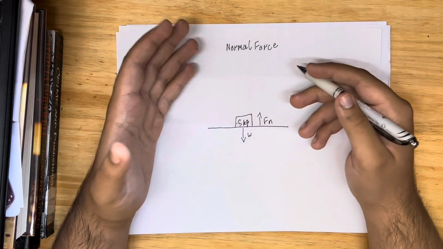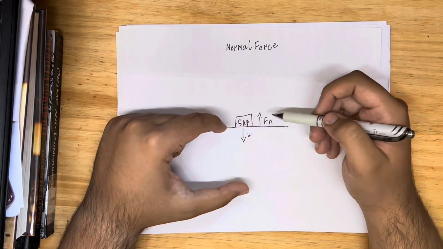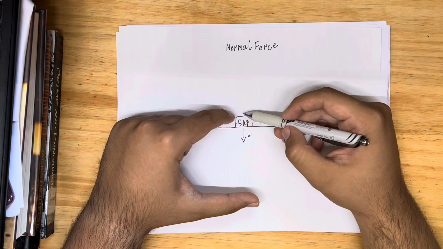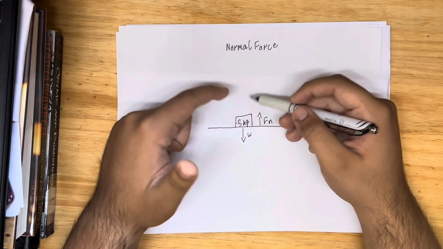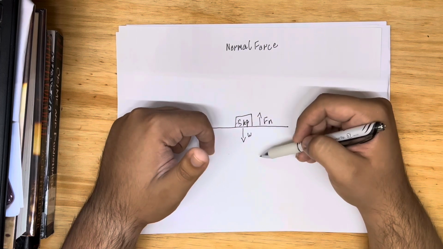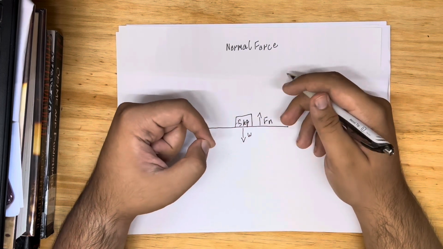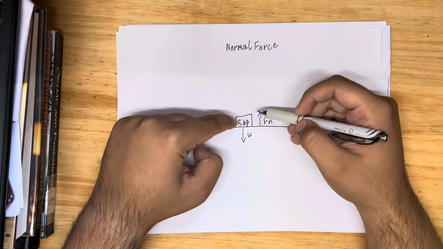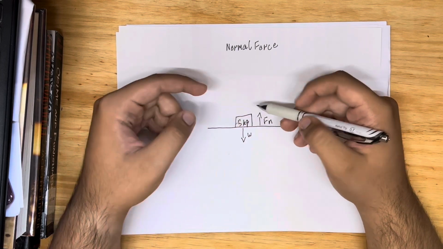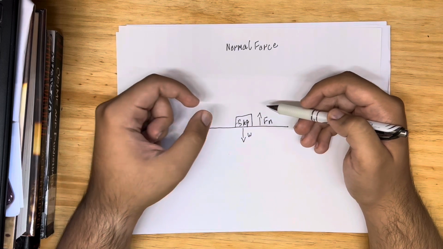Now, what this normal force does is that it makes sure that the box doesn't move. It doesn't go all the way down or go up. So it kind of counteracts the weight, it counteracts the force applied by this box, so this box doesn't move.